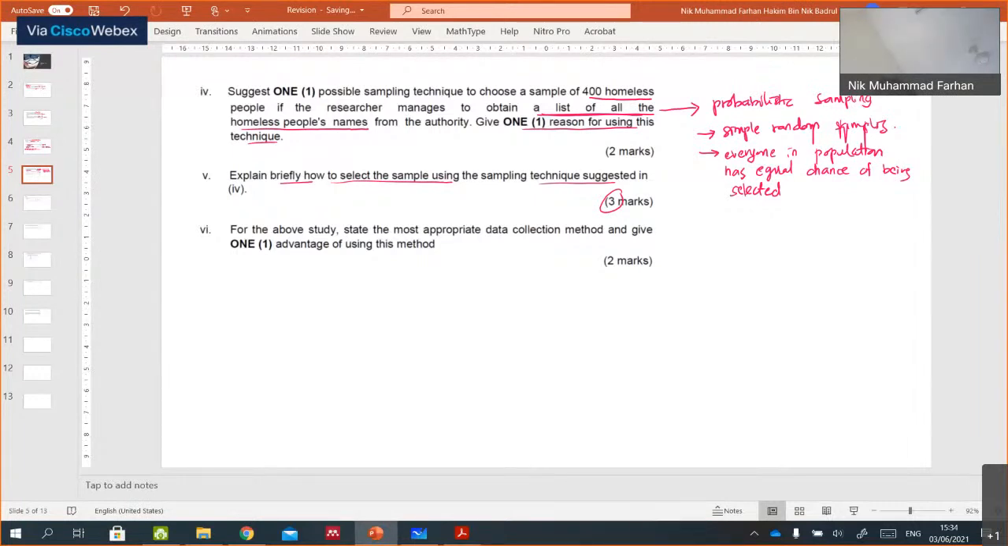Alright. So explains briefly how to select sample using sampling technique suggested. Nak guna simple random ni macam mana? Alright. So let's go to here. So firstly, what you have to do is, alright, give numbering. Give numbering to 2,000 homeless people.